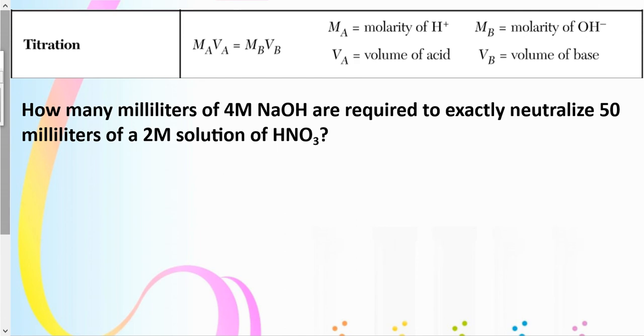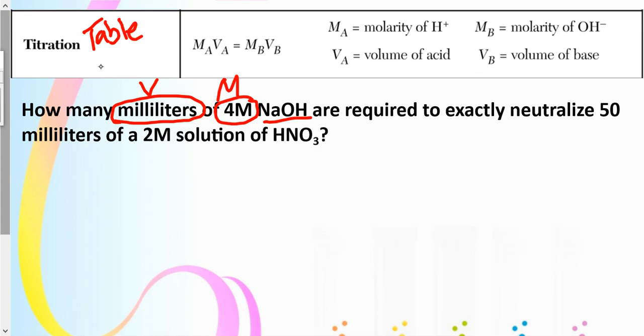So here the question says how many milliliters. So I'm looking for volume of 4 molar. So always look at the units. So that's your concentration. NaOH. So what is NaOH? You should look at reference tables K and L to figure out which one is an acid, which one is a base. So NaOH, you can most probably find it in reference table L, which is a base.